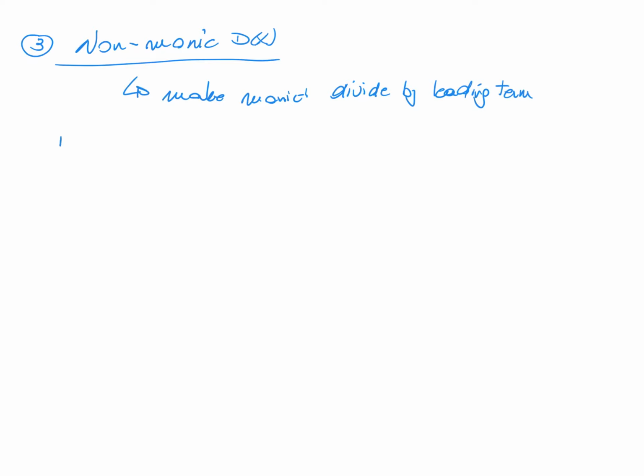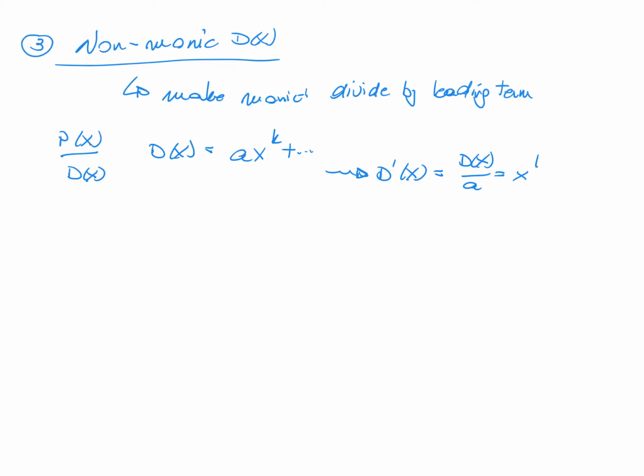So what you want to do is have p of x. You want to divide it by d of x, but in this case d of x is some a times x to the power k plus some other terms. What you do in the first step is you obtain a new polynomial d prime of x as d of x divided by a, and so this is x to the power k plus some other term. So d prime of x is monic. So here we can use the division for the second case, and now we have to modify the final result.